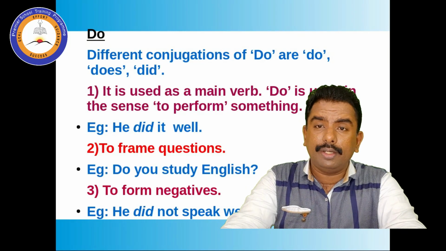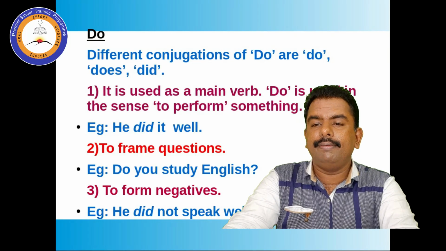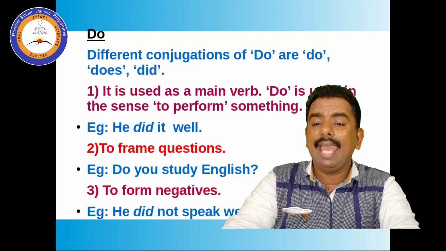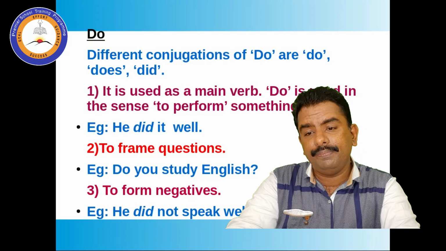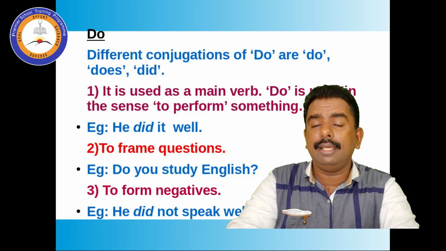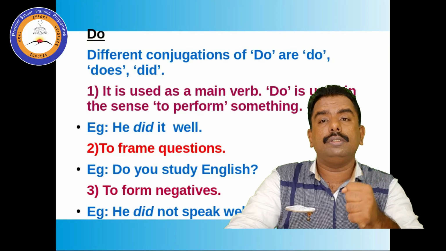So I think it's very clear. We are directly moving to the next section. Have. Have has different forms, namely has, have, and had. It is used as a main verb in the sense of possess, eat, and affected. He has a car. It's a possession.